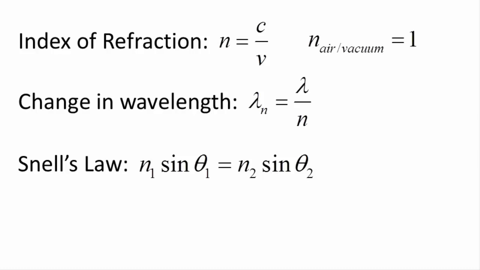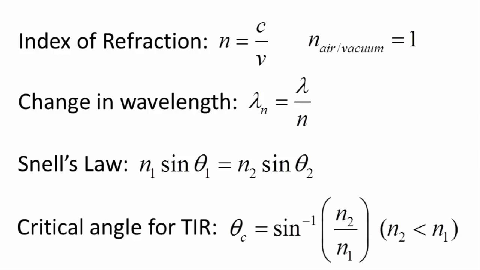When light attempts to move from a medium with a high index of refraction n1 to a medium with a lower index of refraction n2, it is possible that it will experience total internal reflection. This occurs when the incident angle is equal to or greater than the critical angle for total internal reflection. The sine of the critical angle is equal to the ratio of the low index of refraction to the high index of refraction.